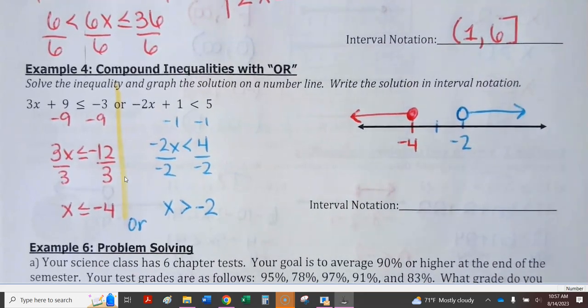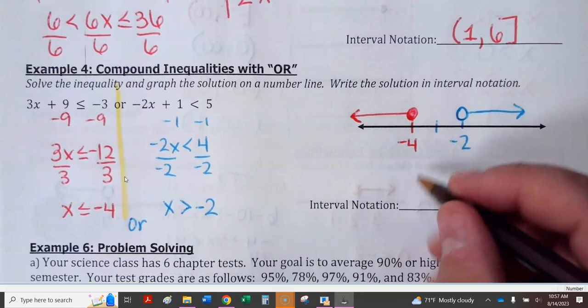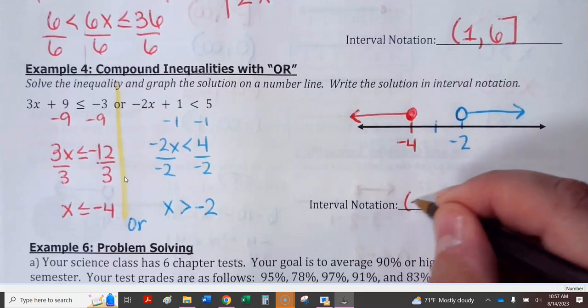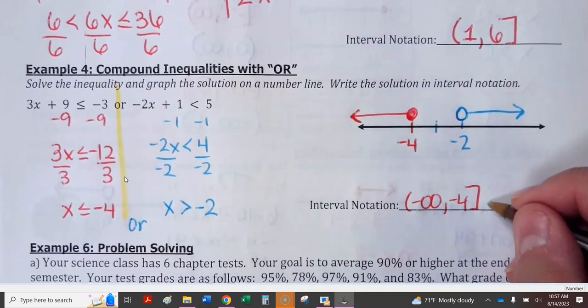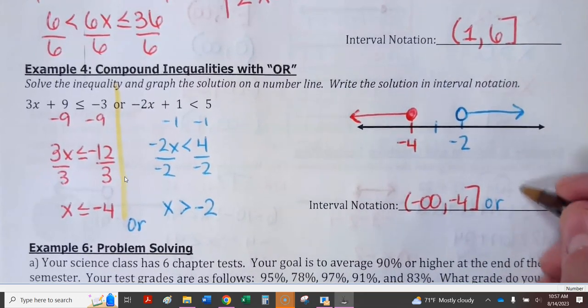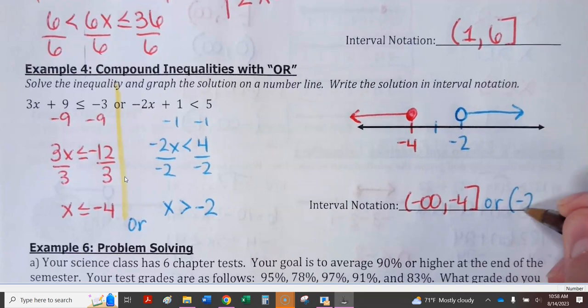I know this is a little annoying, but for the interval you have to write two. So it's going to go negative infinity to negative 4 with a bracket, and then the other interval is going to be negative 2 to positive infinity.